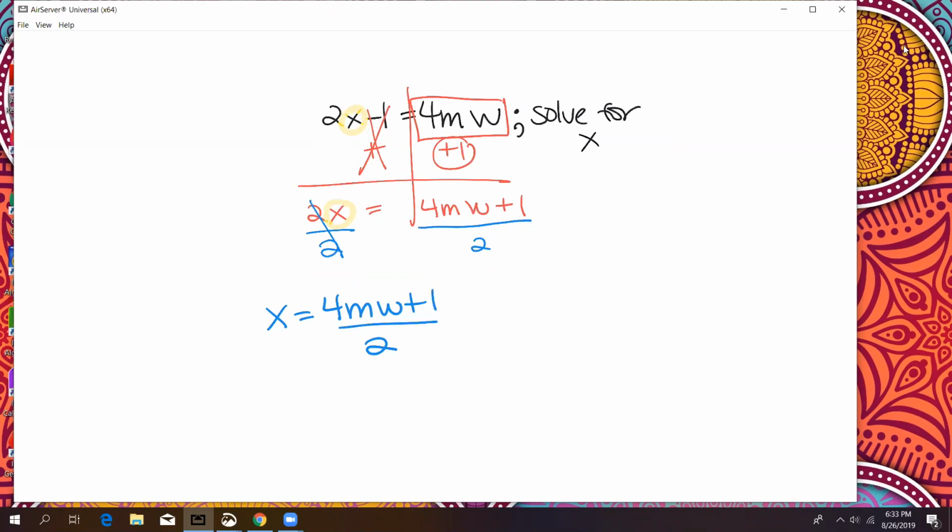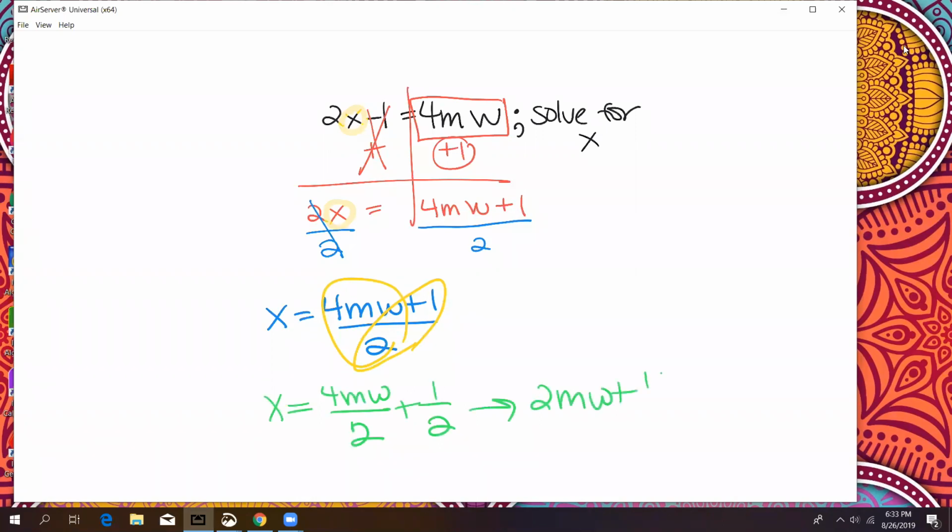But going along with what I said on that last problem, you have to be able to recognize it in different forms. So both parts get divided by 2 here. So this is the same thing as saying 4mw over 2 plus 1 over 2, which is 2mw plus 1/2. So again, just so that you can see it in different ways and know that it has the same meaning. Okay, so that's literal equations.